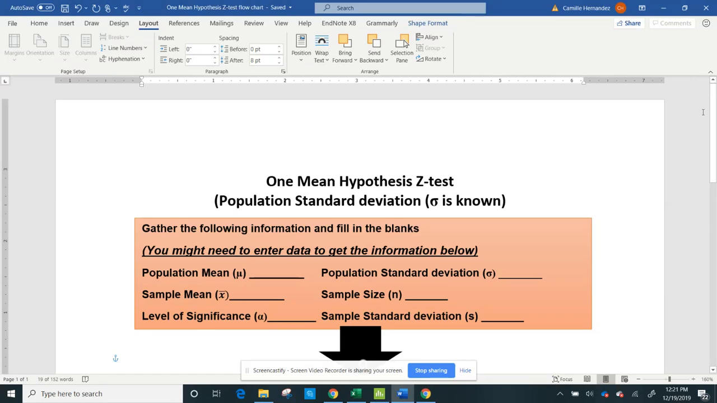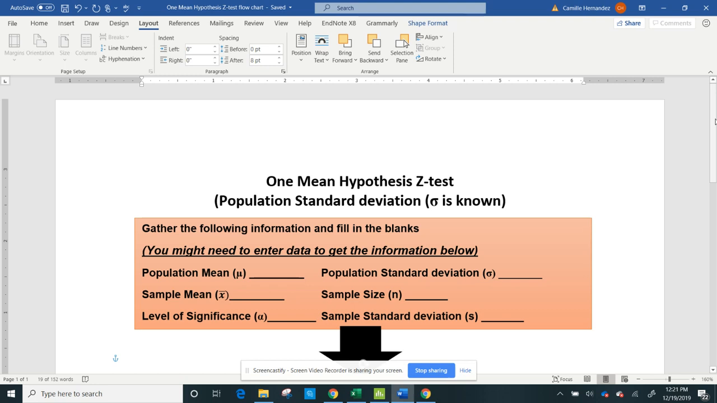So now we're going to talk about one mean hypothesis z-test, and I'm going to go over the flowchart I made to help you understand the material. So the reason we use a one mean hypothesis z-test is when we know that the population standard deviation is given or there's a way that we can get it.